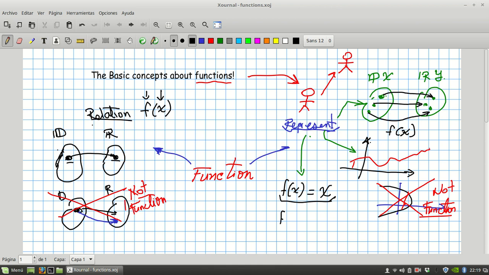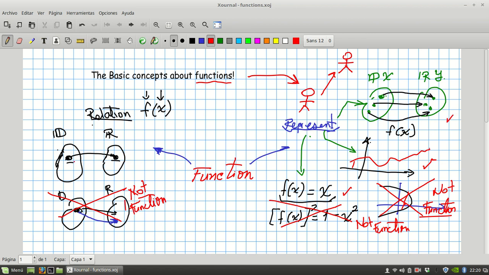For example, if you have an equation of this form, f(x) to the second power equals 1 minus x squared, this is not a function because you can have two numbers here for x. So I'm sorry, not a function. Okay, so you can represent a function in three forms: graph, equation, and diagram.